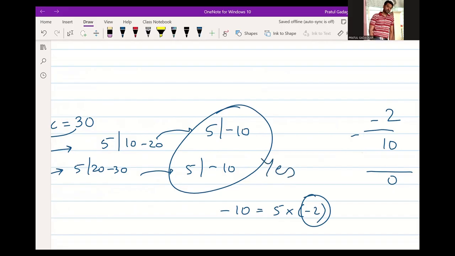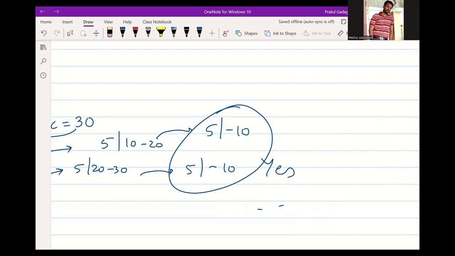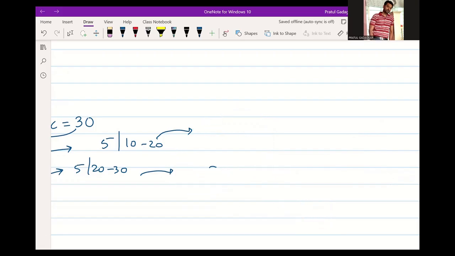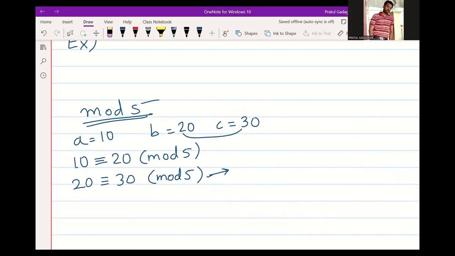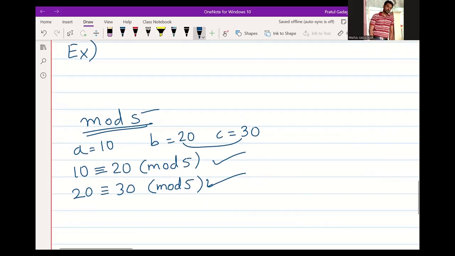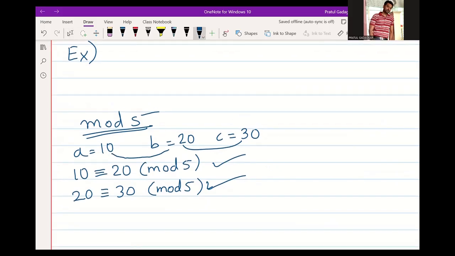So 5 actually divides what? 5 actually divides minus 10. So that is correct, right? So now I can surely say that 10 is congruent to 20. This is also correct. And 20 is also congruent to 30, right? So you see that A and B are congruent. 10 and 20 are congruent. 20 and 30 are also congruent.